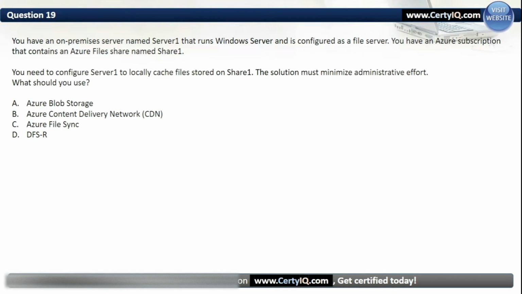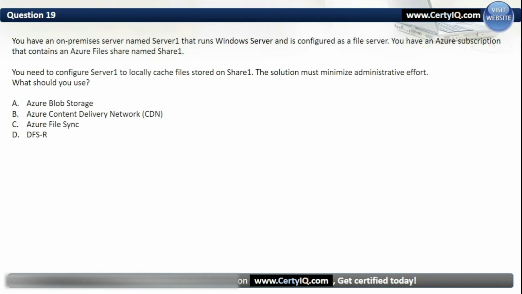Question 19. You have an on-premises server named Server1 that runs Windows Server and is configured as a file server. You have an Azure subscription that contains an Azure file share named Share1. You need to configure Server1 to locally cache files stored on Share1. The solution must minimize administrative effort.